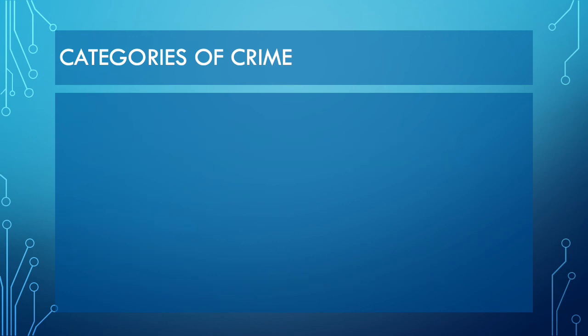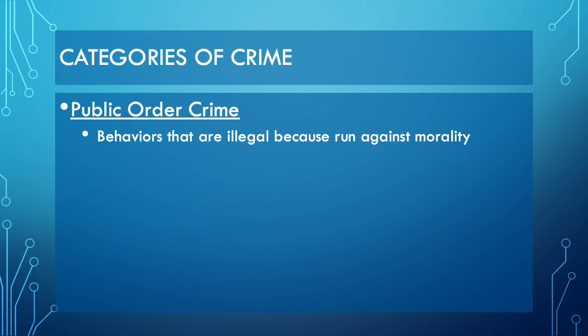And last but not least, or second to last but not least, we have public order crimes. Public order crimes are behaviors that are illegal because they run up against morality. So it kind of fits in well with the interactionist viewpoint of crime. Often victimless crimes like prostitution, but also public intoxication, loitering on street corners, lewd conduct, gambling. All of those fall into the category of public order crimes.